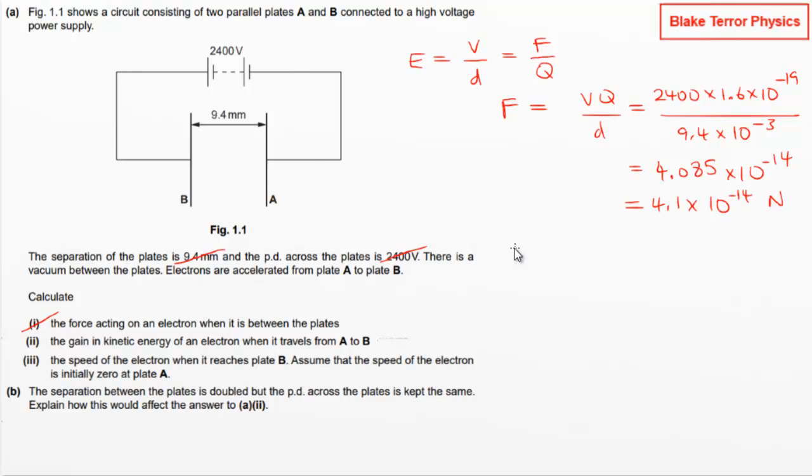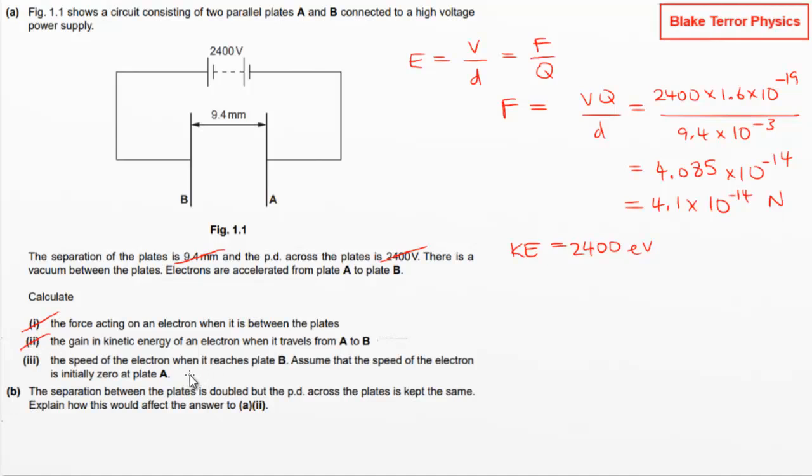What's the gain in kinetic energy of an electron when it travels from A to B? Right, well, the kinetic energy is going to be equal to 2400 electron volts. I mean, you could just multiply the 2400 by the charge on the electron, and then that'll actually have it in joules, but that's fine, isn't it?